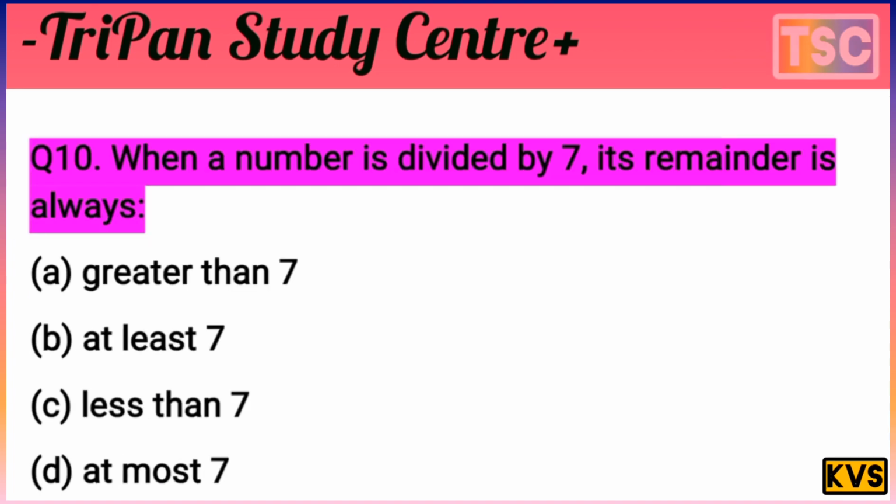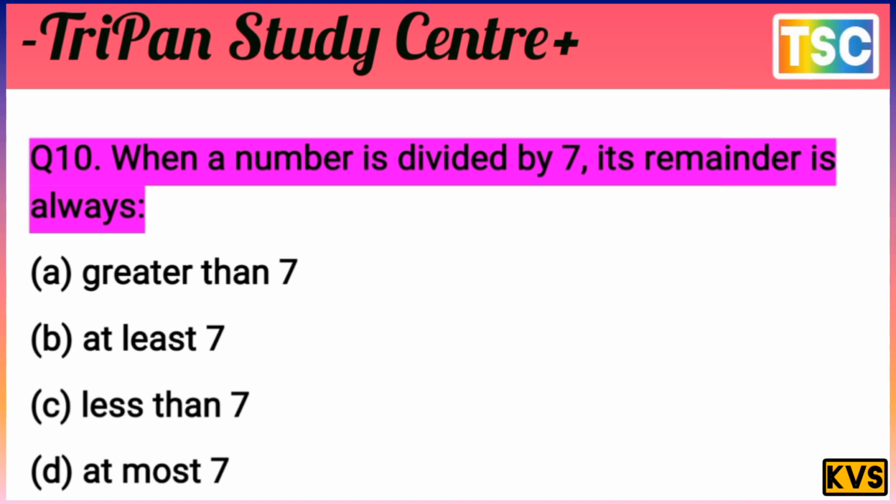The next question arrives here. When a number is divided by 7, its remainder is always? That is a clear-cut answer here. A greater than 7, B at least 7, C less than 7, D at most 7. The question is clear here.